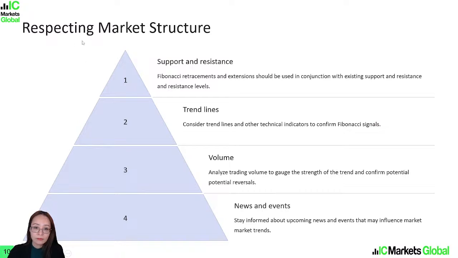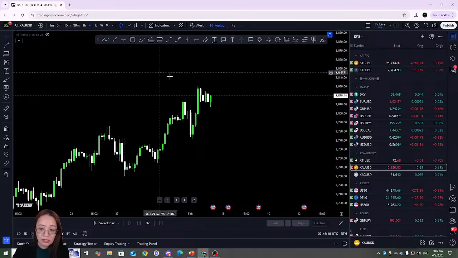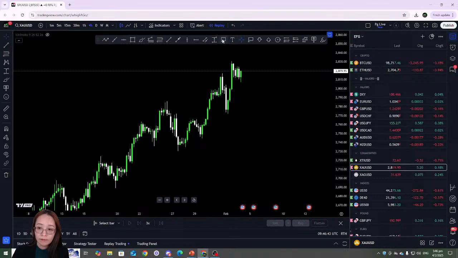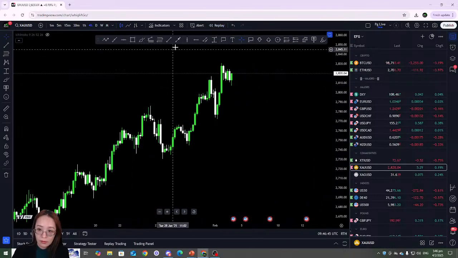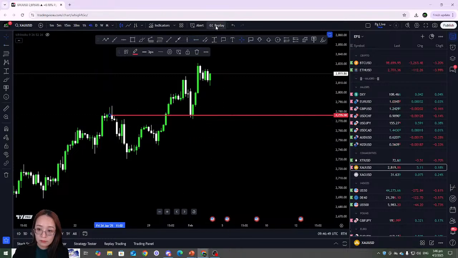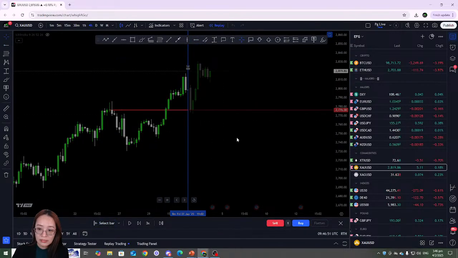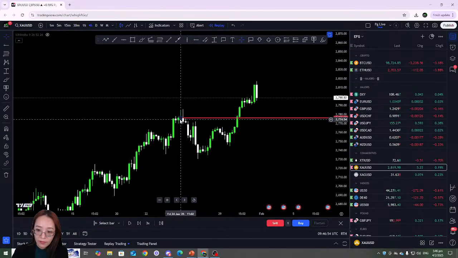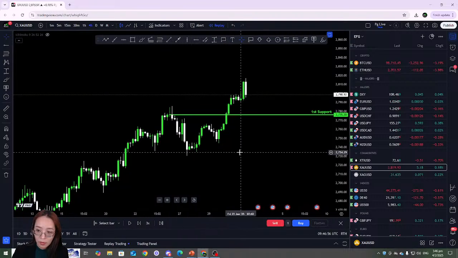Okay, respecting market structure. Basically, like support and resistance, Fibonacci retracement and extension should be used in conjunction with existing support and resistance levels. That's why first, what you need to do, you need to identify the key level first. For example, let's say you want to identify this as my support. Let's say price is falling, I would identify, okay, this is going to be my pullback support level.